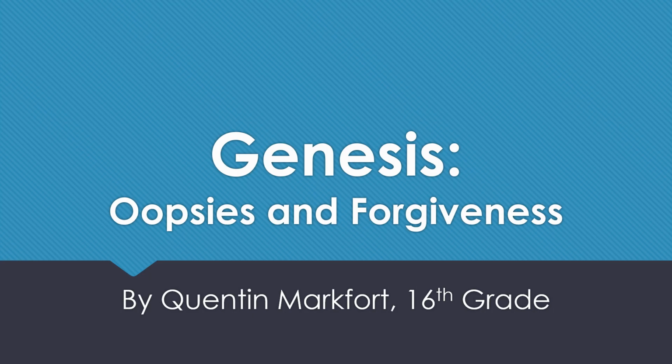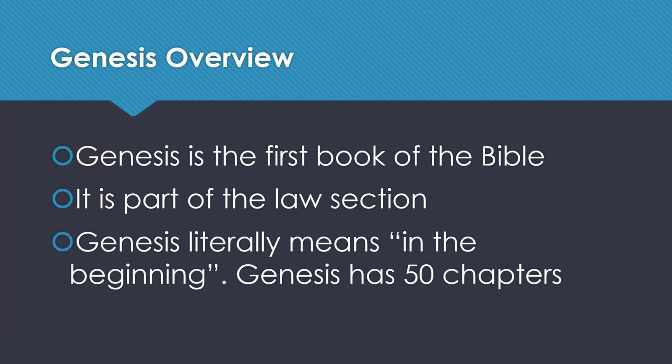So this is Genesis, and I subtitled it Oopsies and Forgiveness, because all throughout the Old Testament and all throughout our Bible, and even in Genesis, humans make mistakes, we go against God's wishes, and then God shows us God's forgiveness, and it just continues like that. So you can put your name and what grade you're in. So Genesis, the overview: it's the first book of the Bible.